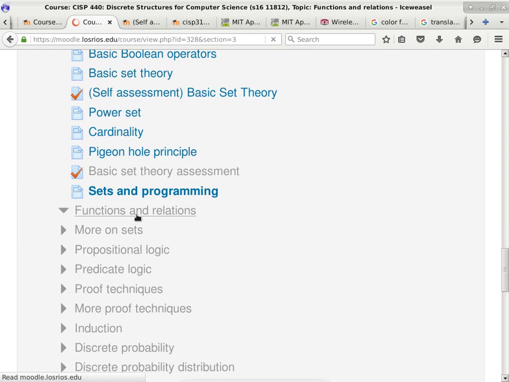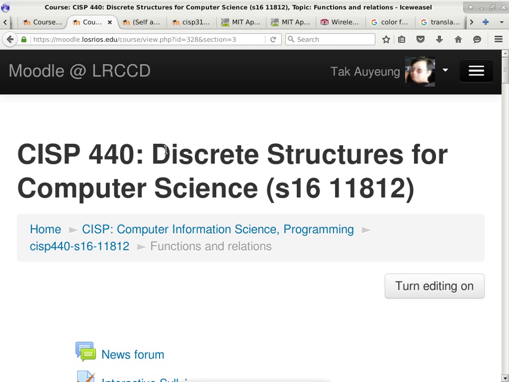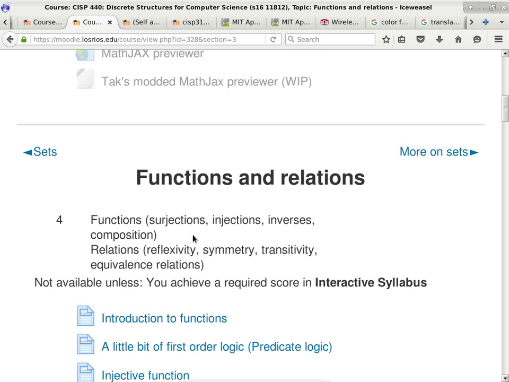And now we move on to functions and relations. Are there any questions before we start on functions? Okay, no questions? All right, so we're going to start on the introduction of functions.